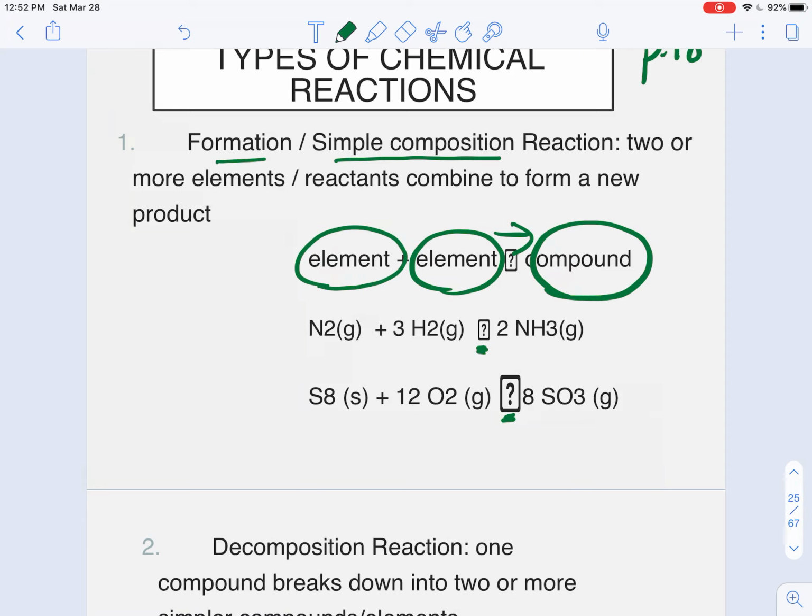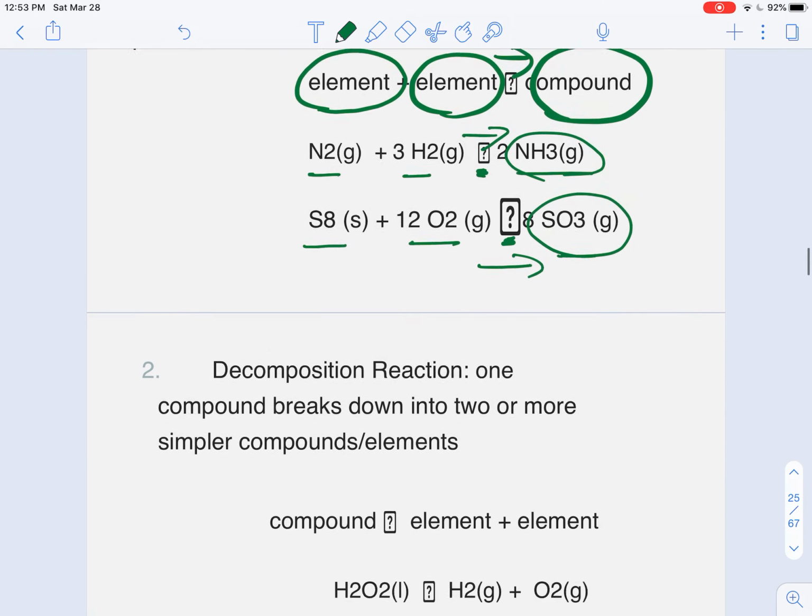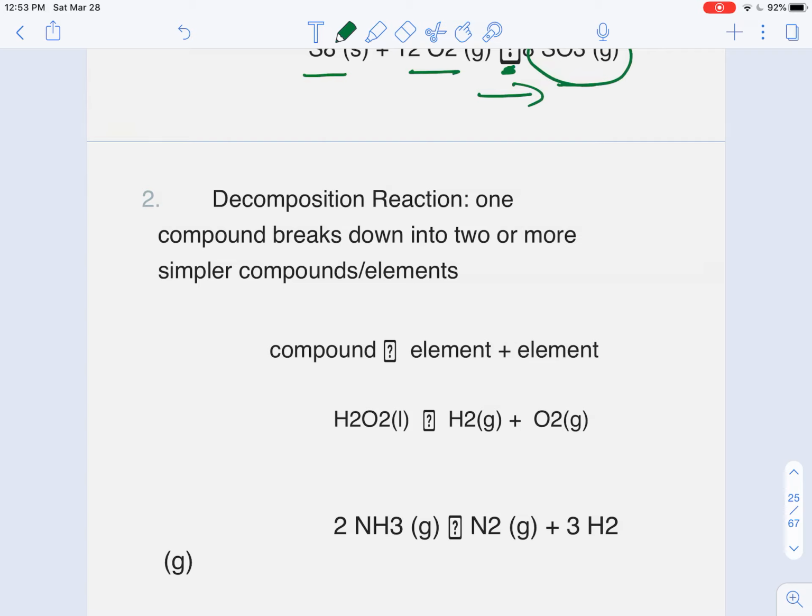But basically, we're looking at the first one saying nitrogen and hydrogen are forming ammonia. And so we've got 2 elements making a compound. This one is S8 and oxygen that forms SO3. Again, 2 elements are forming a compound. Pretty easy.